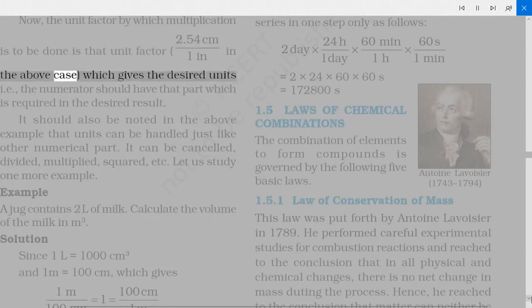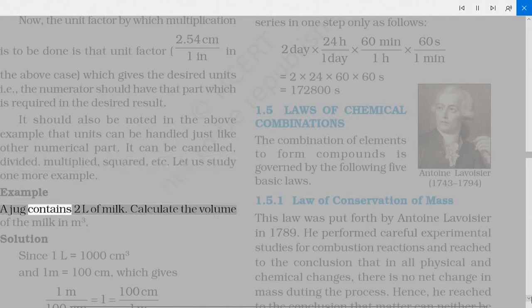The unit factor by which multiplication is to be done is that unit factor, 2.54 cm / 1 in in the above case, which gives the desired units, i.e., the numerator should have that part which is required in the desired result. It should also be noted in the above example that units can be handled just like other numerical part. They can be cancelled, divided, multiplied, squared, etc. Let us study one more example.